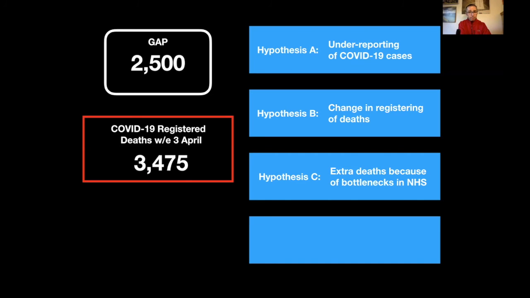Maybe that's happening. I've not heard data, I've not seen data, I've not heard stories, but maybe that is part of the process. If there are bottlenecks in the system, they might be causing extra deaths. So maybe A is the big contributor, C might be contributing maybe a few hundred. So we're getting towards the 2,500.